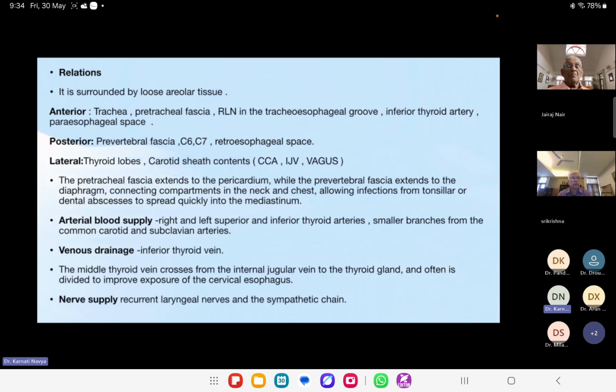Arterial blood supply. It is supplied by the right and left superior and inferior thyroid arteries and the smaller branches from the common carotid and the subclavian arteries. Venous drainage is by the inferior thyroid vein. In this, the middle thyroid vein crosses from the internal jugular vein to the thyroid gland, and it is often divided to improve the exposure for the cervical esophagus during a surgical procedure. Nerve supply: recurrent laryngeal nerves and the sympathetic chains.